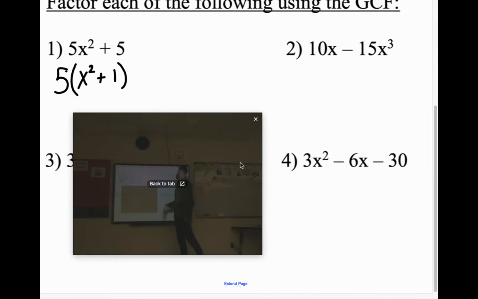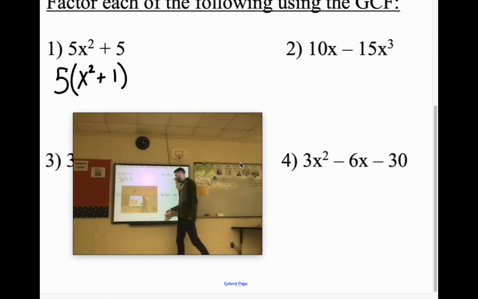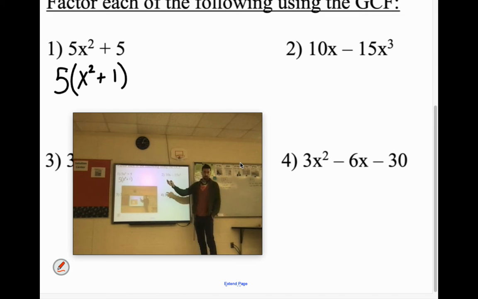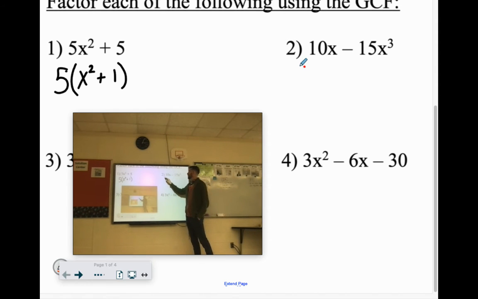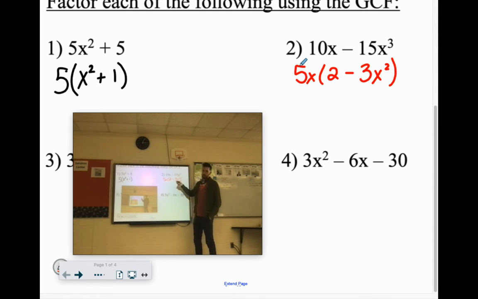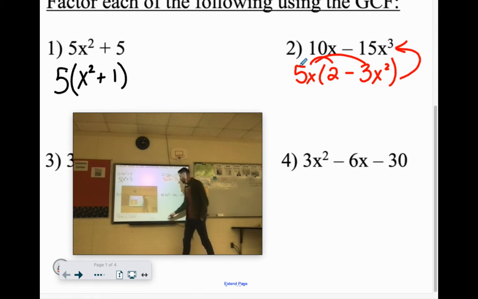All right, number 2. 10x and 15x cubed. Now they both have an x. And thinking about the numbers 10 and 15, 5 is a factor of both of those. So we're going to factor out a 5x. 5x times 2 would give us the 10x. And 5x times 3x squared would give us that 15x cubed. Right? If we distribute, we'll come back to the original problem.